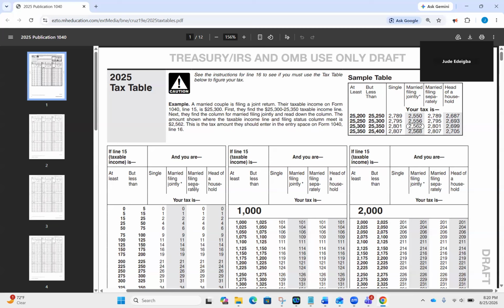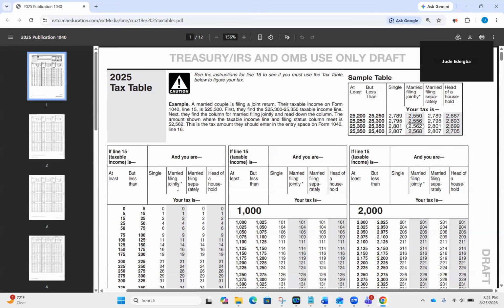I explained this to some of you who may have attended my physical class. Then you have the head of household. For the head of household, there are some requirements you have to meet to qualify. So you must fall among these four. Any one of these four will apply to you.